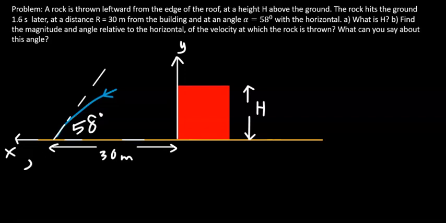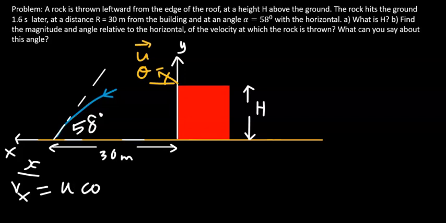So let's write down kinematics equations along the x direction. We know there is no acceleration along the x direction, so we will begin with the x component of the velocity. We know that the x component of the velocity does not change. If you assume that the object is thrown, let's say, with an initial velocity of u at an angle of, let's call it, theta, then the x component of the velocity at any time is just the x component of the initial velocity. So in this case, you can simply write it as u cosine theta.